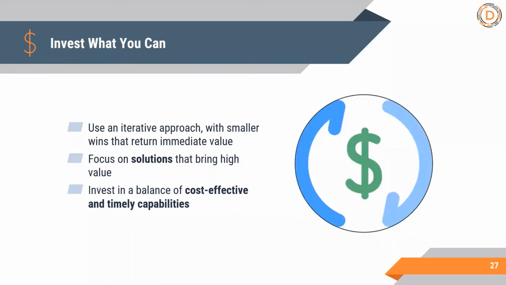Second is invest what you can. This is important once you know that roadmap, because getting there can be somewhat daunting, especially for organizations that have limited resources. So what we recommend is that you start small. Focus on the high value solutions that you can accomplish now and get that quick return on investment. This also allows you to get some momentum within your organization and show the value of your work, right? So you start moving forward on that. And we recommend a very iterative approach to this process, because we know it can't happen overnight.